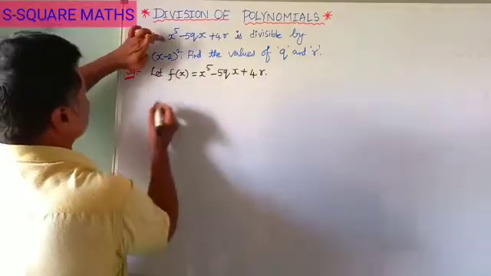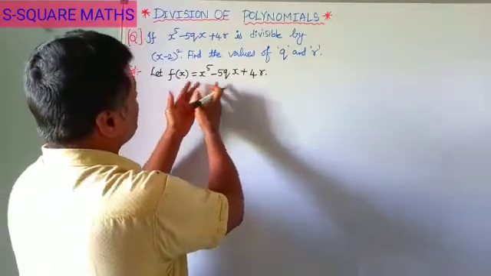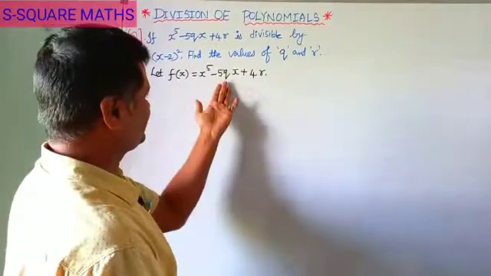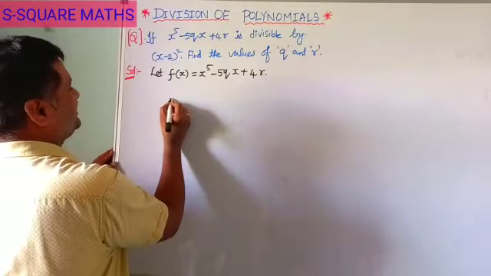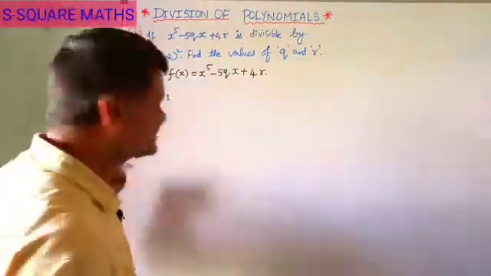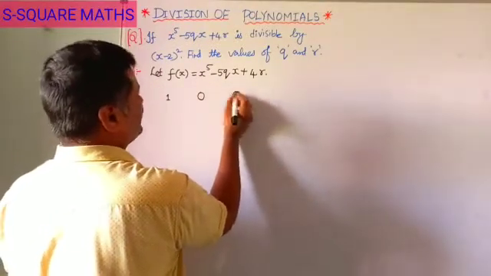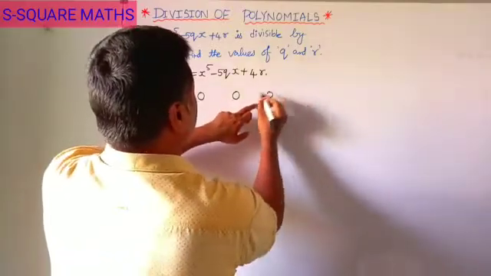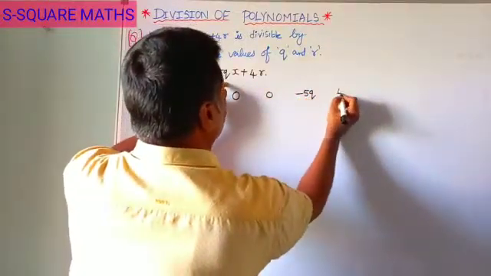So here our f of x is in the standard form: 5th degree term, the next 4th degree term is absent, 3rd degree and 2nd degree also absent, then the 1st degree term and the constant. So by Horner's method of synthetic division, write the coefficients here. So 1, the coefficient of x power 5 is 1. Since the x power 4 term is absent, 0. Next here it is 0, x cube 0, and x square still 0. And here the coefficient of x is minus 5q, and 4r.